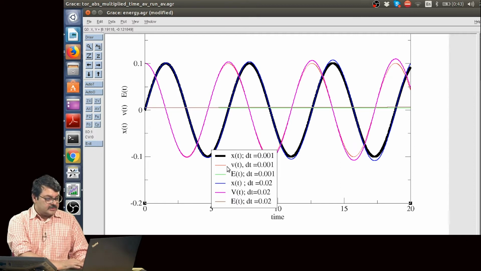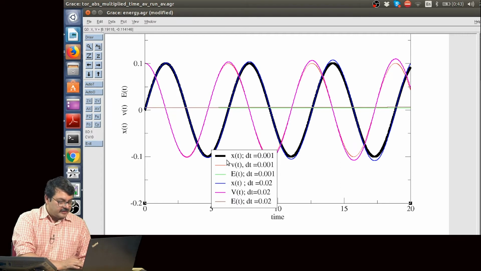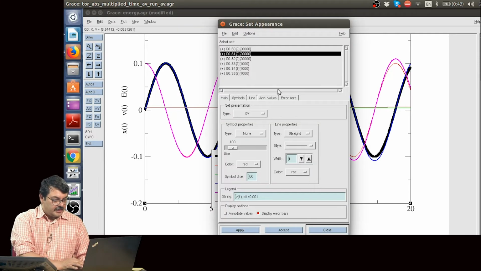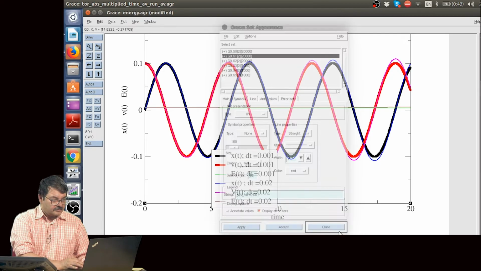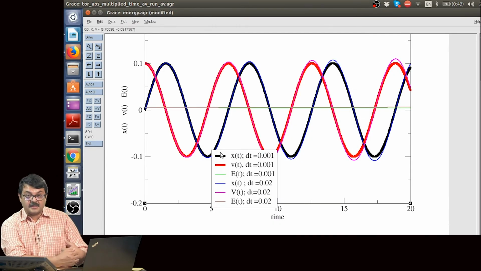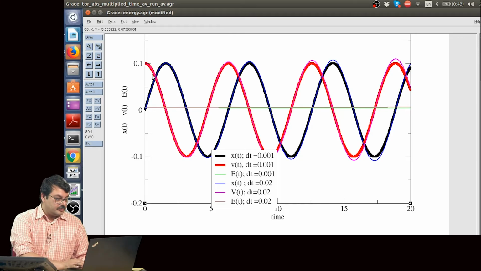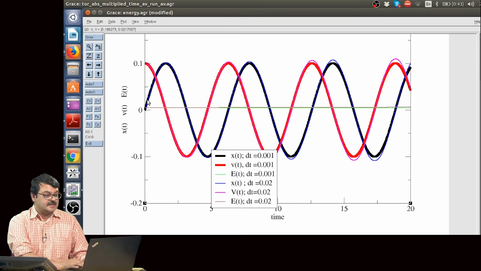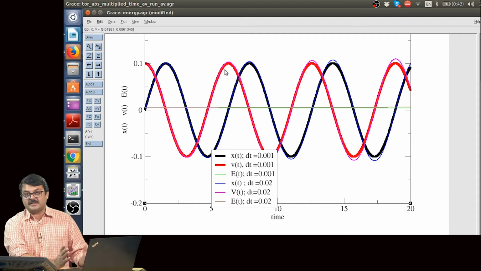And what does the velocity do? The velocity is the red curve, and in case you can't see it, I will just make it thicker. Velocity was 0.1 at time t equal to 0. As the position changes and goes away from the equilibrium position, the velocity slowly becomes 0, and then it becomes negative, and so on and so forth. So, these are the two, position and velocity as a function of time.